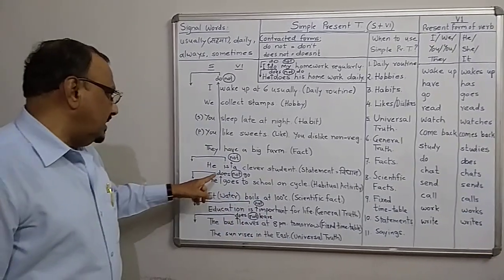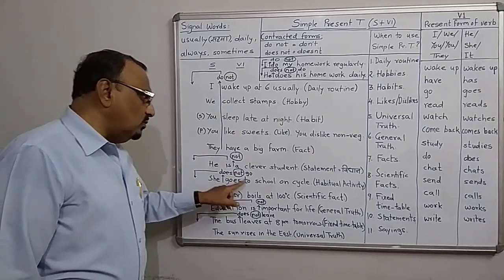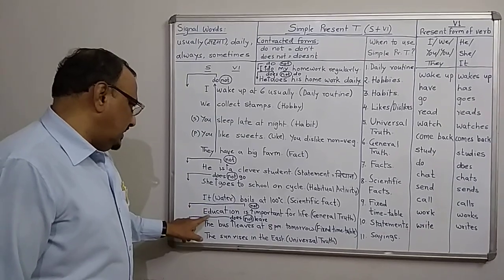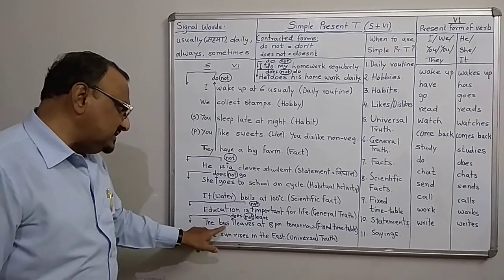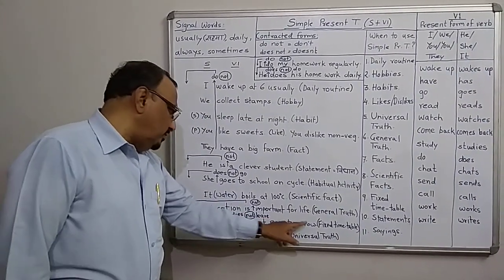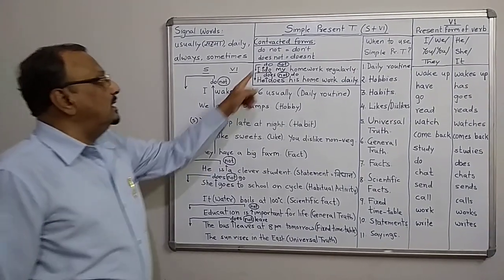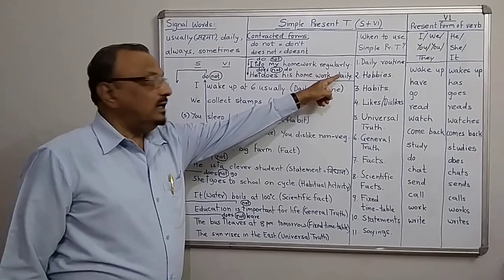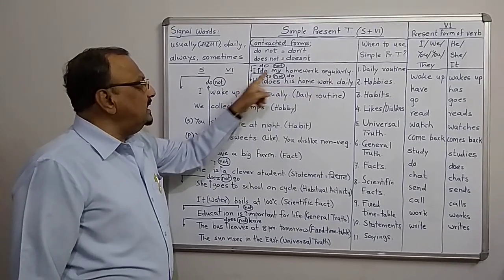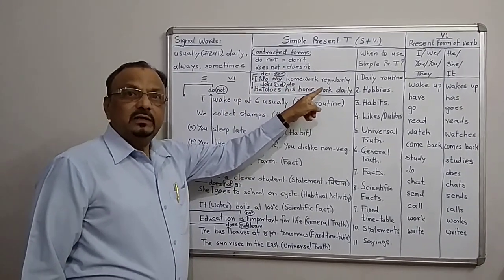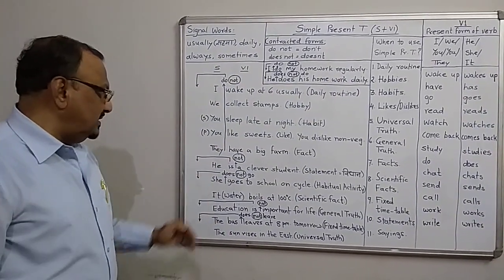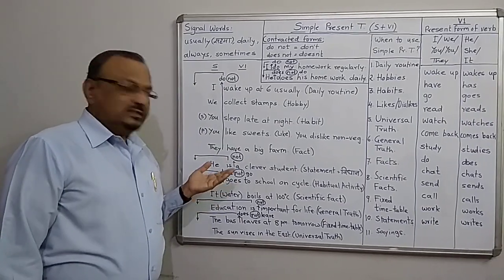Okay. Now here. Does she go to school on cycle? Then does the bus leave at 8 p.m. tomorrow? Then do I do my homework regularly? Does he do his homework daily? Now I told you there are some other sentences here. They are also in the simple present tense.